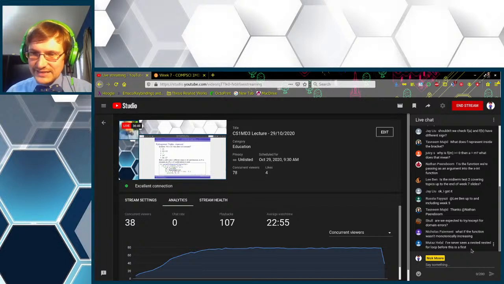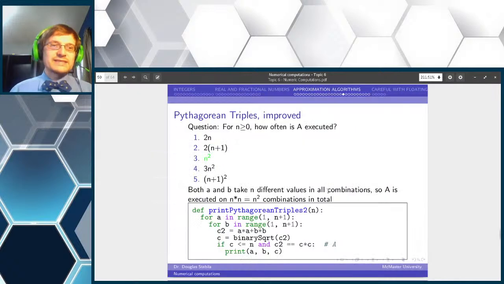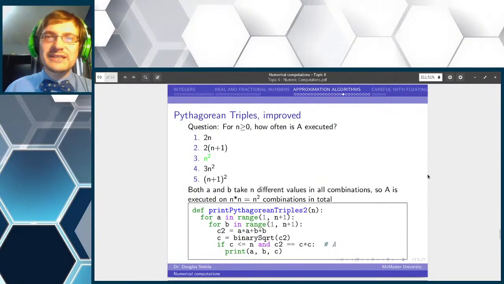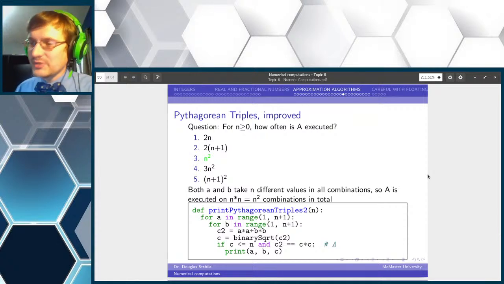Never seen a nested for loop before? Yes, you can have a hypothetically infinite number of nestings of your loop structures.